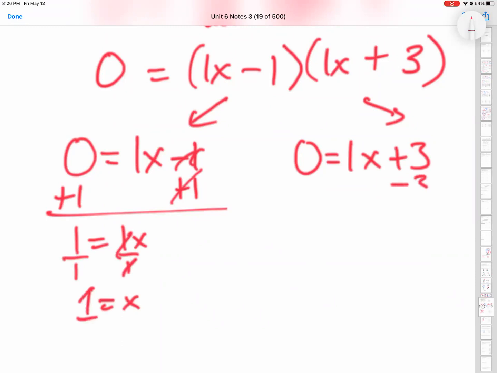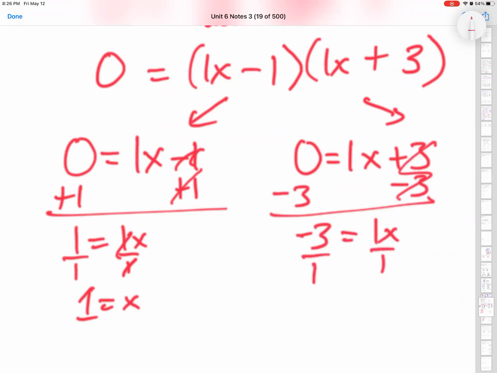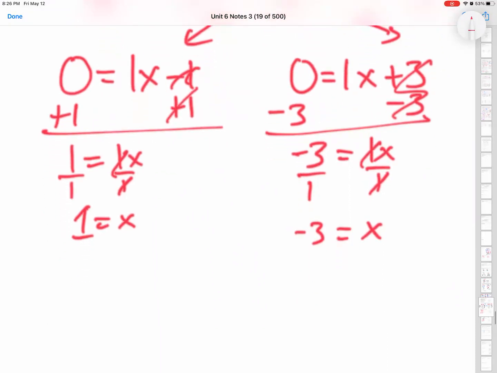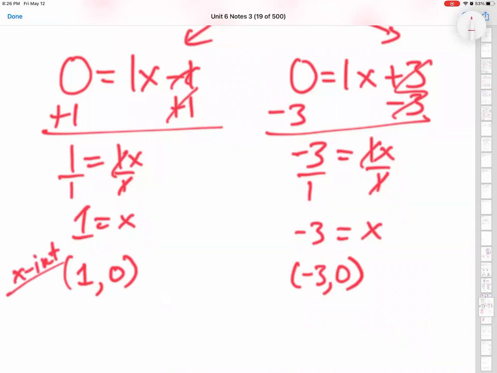For this one, we would subtract the 3 over. Boom, we get 1x equals negative 3. Divide the 1. X is negative 3. So it looks like our x-intercepts are (1, 0) and (-3, 0). And these are the x-intercepts. Both of them are the x-intercepts.